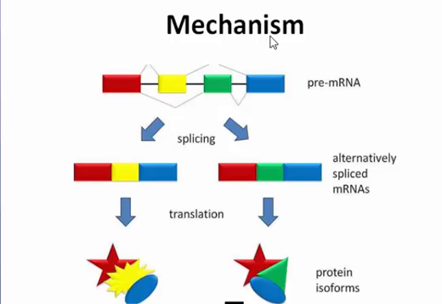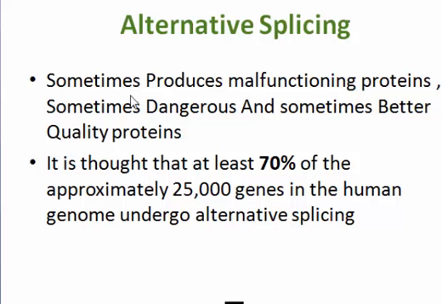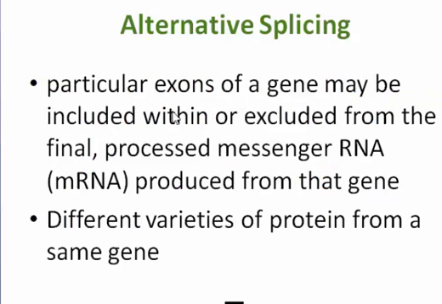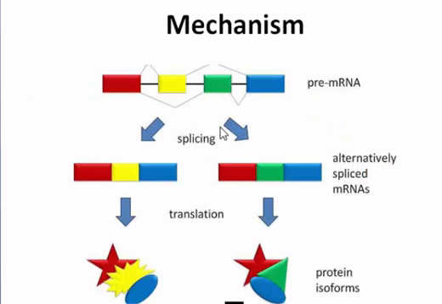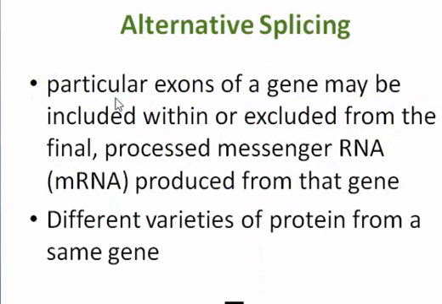Alternative RNA splicing helps us to produce a different variety of proteins from a single gene. By this, we can get different types of protein that may be dangerous. Sometimes the proteins are dangerous, and sometimes the proteins are more valuable, and sometimes we find them with better quality. So now we will learn about alternative splicing. There is a mechanism figure, but here is the theory of alternative splicing.